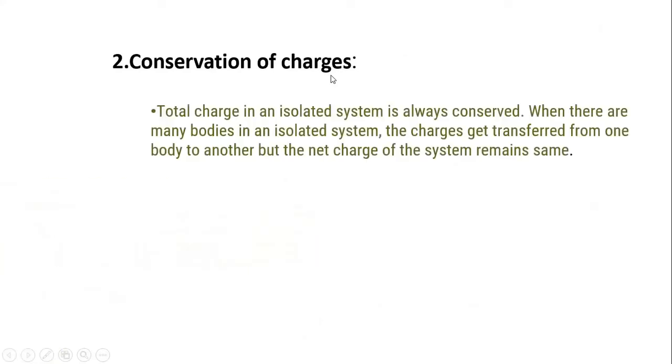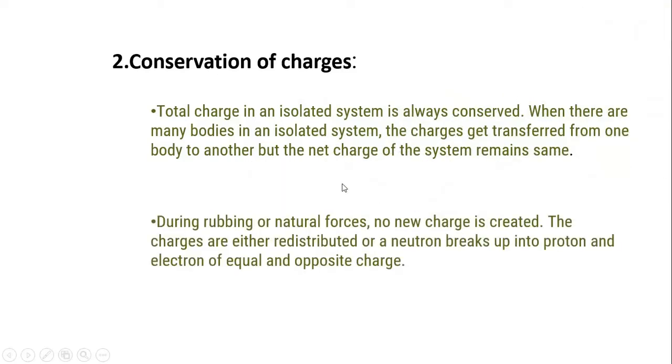The next basic property is the conservation of charges. The meaning of conservation is clear to all: nothing is added or deleted, things are only transferred. So the total charge in an isolated system is always conserved, that is, constant. We cannot add or remove charge. Only in an isolated system do the charges get transferred from one body to another, but the net charge of the system remains the same. So during rubbing, no new charges are created, there is only a redistribution of the charges.